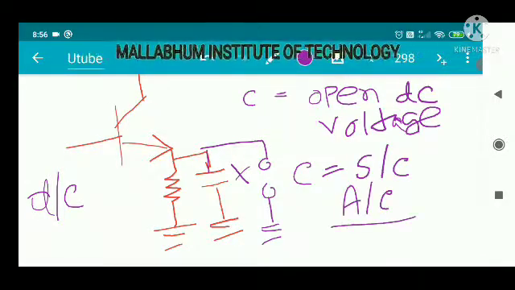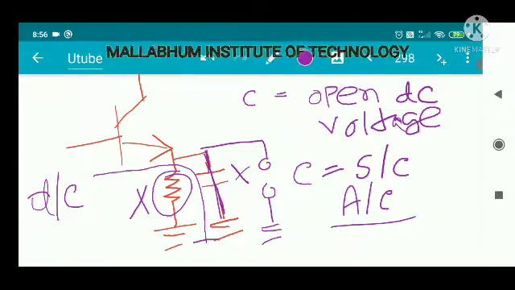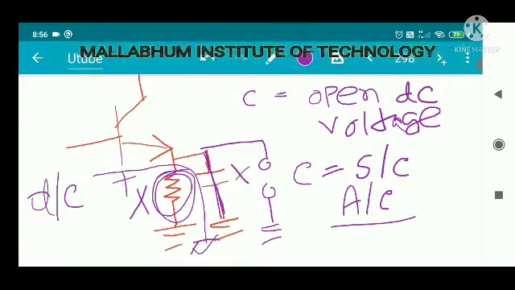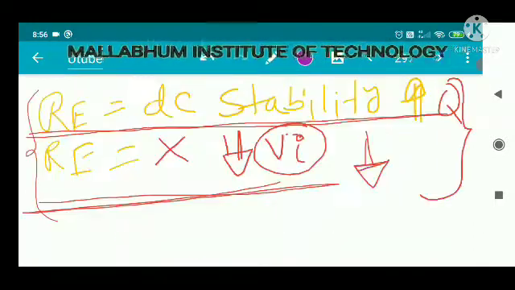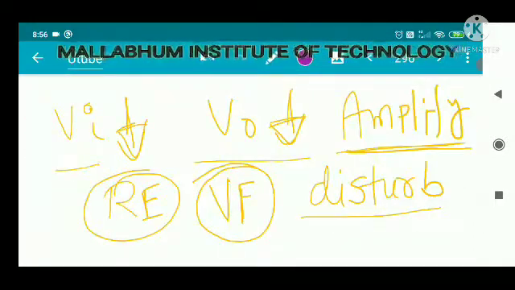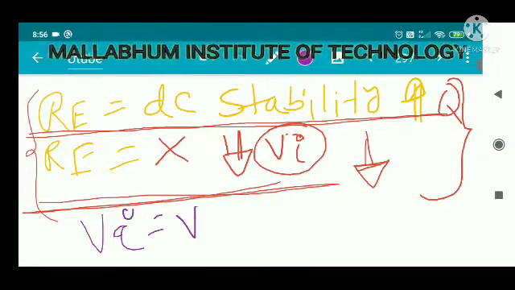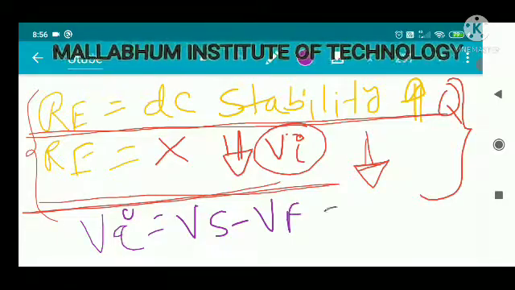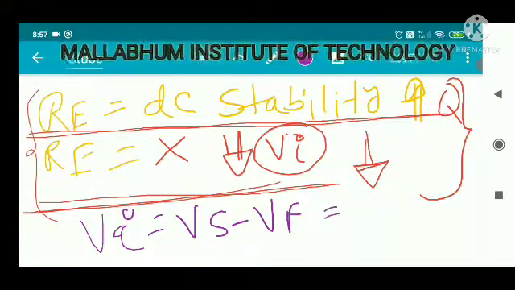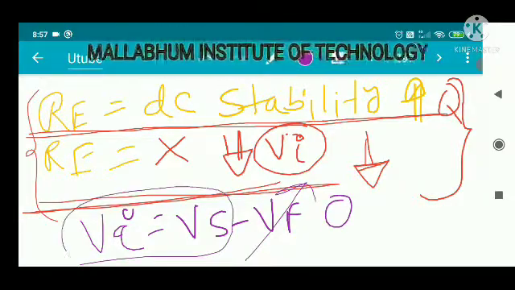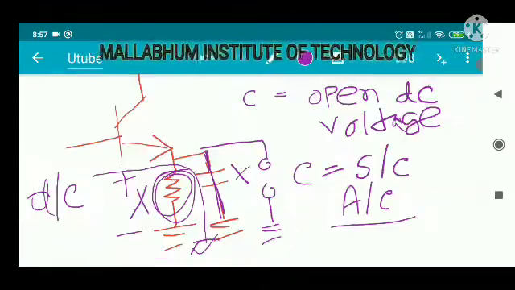So in the AC analysis, the capacitor will be short circuited, so there will be no effect of RE because all of the current will flow through the capacitor. No voltage will be developed across this RE. So Vi is Vs minus Vf, and this Vf will be 0, so Vi will be approximately equal to Vs. So in the AC analysis there will also be no problem.